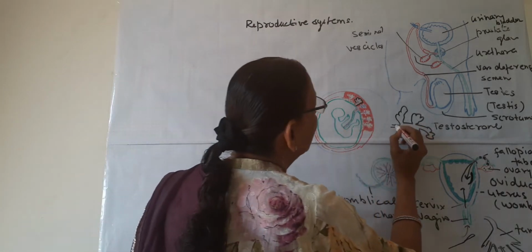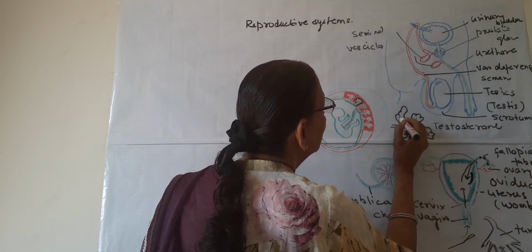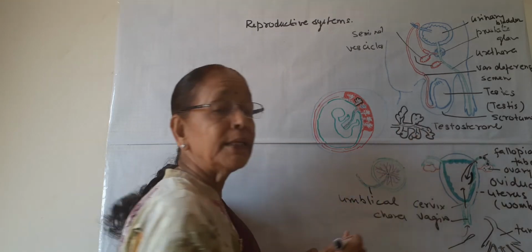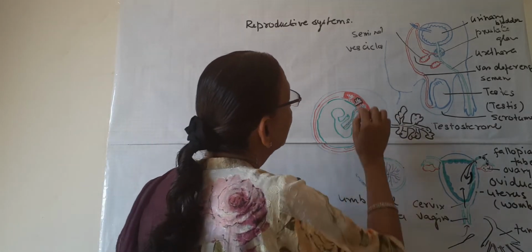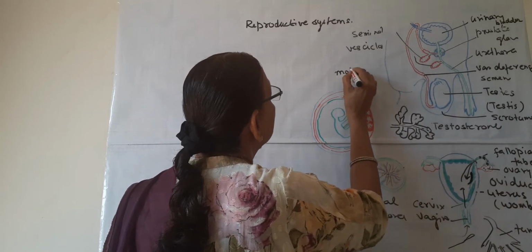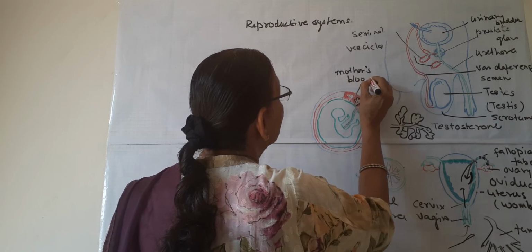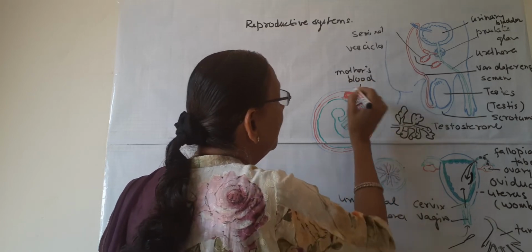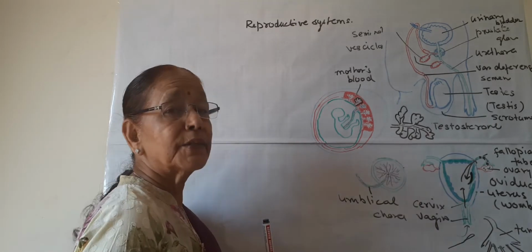These villi are richly supplied by blood vessels, both arteries and veins. And around these villi, this red is the mother's blood. So these villi are surrounded by patches of mother's blood.